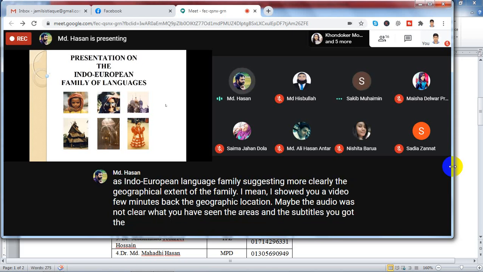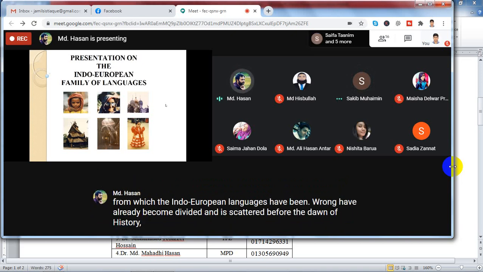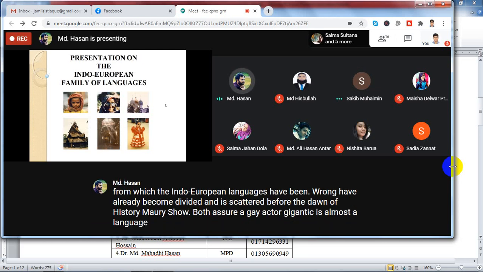The parent tongue from which the Indo-European languages have sprung had already become divided and scattered before the dawn of history. মানে সভ্যতা শুরুর আগেই এই একটা জায়গা থেকে সমস্ত ল্যাঙ্গুয়েজগুলো ছড়িয়ে পড়েছে, ঠিক আছে?